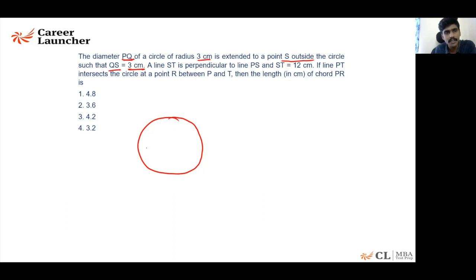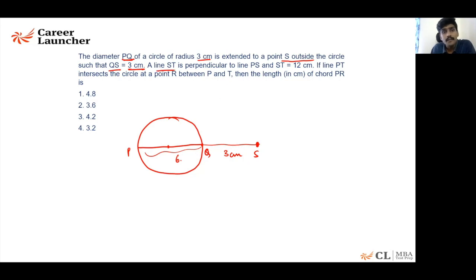There is a diameter PQ. The radius is given as 3 centimeters, so PQ's length is going to be 6 centimeters. This diameter PQ is extended to a point S such that QS is equal to 3 centimeters. Already my figure is not to scale.